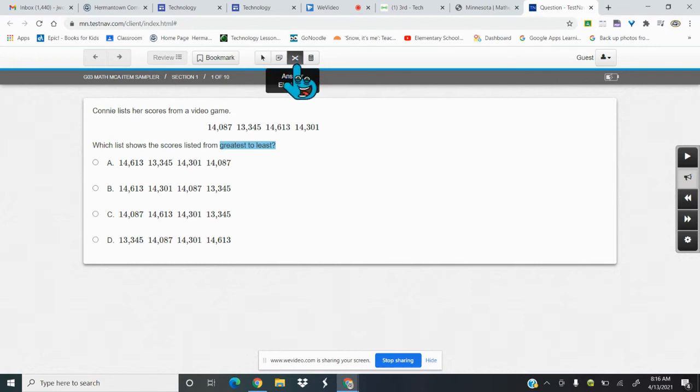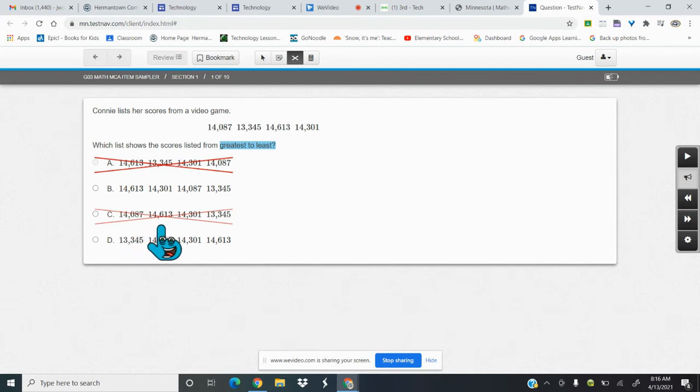This is an answer eliminator. So if I'm going through these to eliminate answers I don't think are correct, I can cross them out. So 14,613, 13,345, I know this is not the correct answer because it's not going from greatest to least. 13,345 should be last. So there we go. 14,613, 14,301, 14,087, and 13,345. That looks like the right answer, but just let me check.